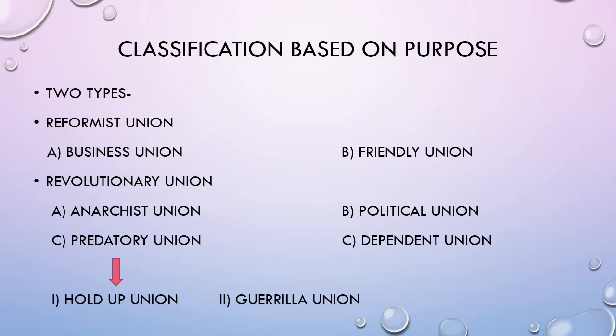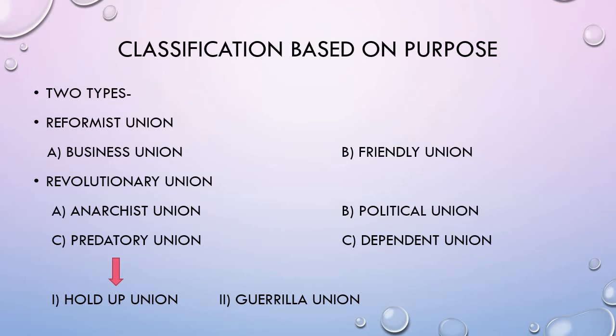The revolutionary union is also of four types. The first one will be the anarchist union. Such unions aim at destroying the existing economic system by revolutionary means. The second one will be the political union. These unions aim at changing power through political action. They aim at enactment of law eliminating the power of capitalists and giving elective power to workers.